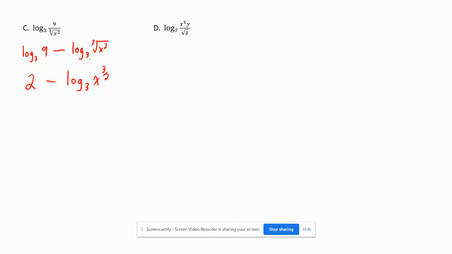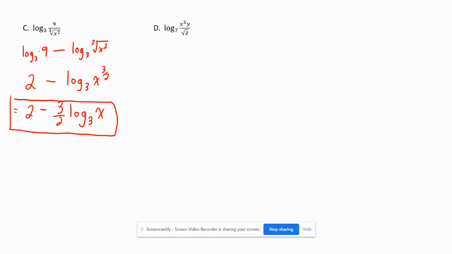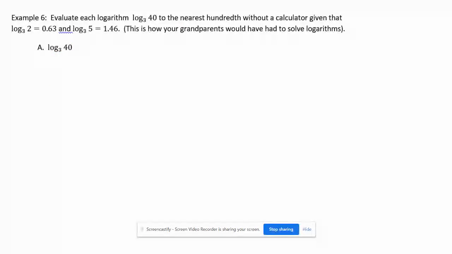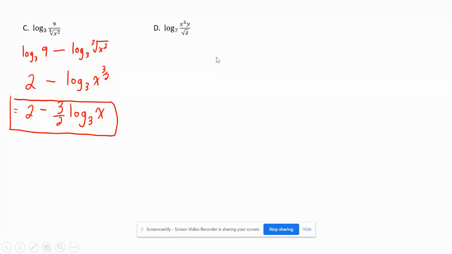And now our power law says I can bring this exponent down as a coefficient, and this would be my answer over here. Okay, log base 3 of 9 is a number. We can evaluate this number to 2, and this is just a simplified logarithmic expression over here. In this case, we are multiplying in the numerator, and we're dividing by the denominator. So we're going to use our product and quotient rule for this question.